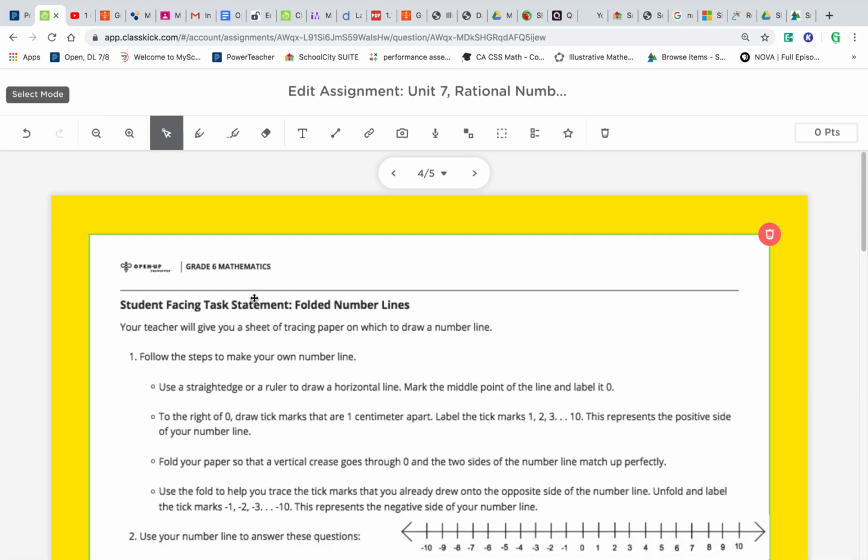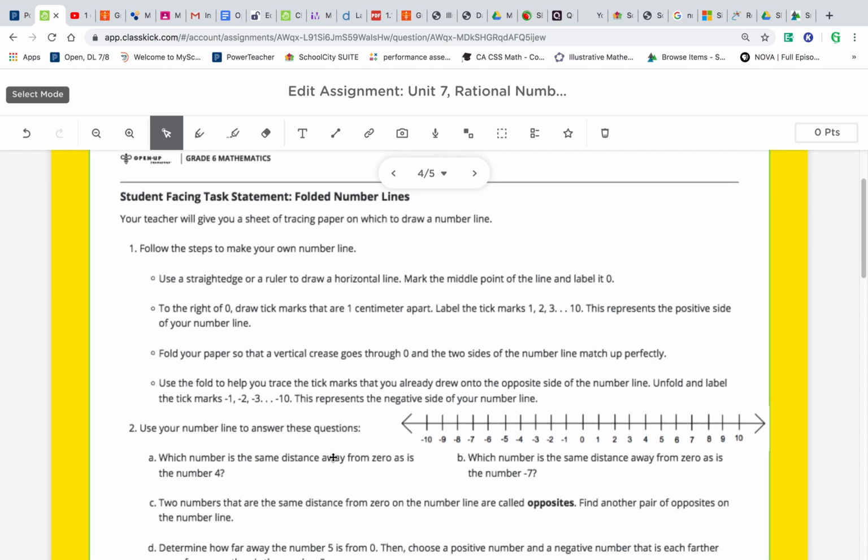All right, class, we are back for the second activity of lesson 2. Okay, so here we are having folded number lines, and this is going to be an activity that you'll be doing in class. So you're going to have your own paper, you're going to draw your own number line, you're going to follow the directions as you can see here. Okay, so this is in class.